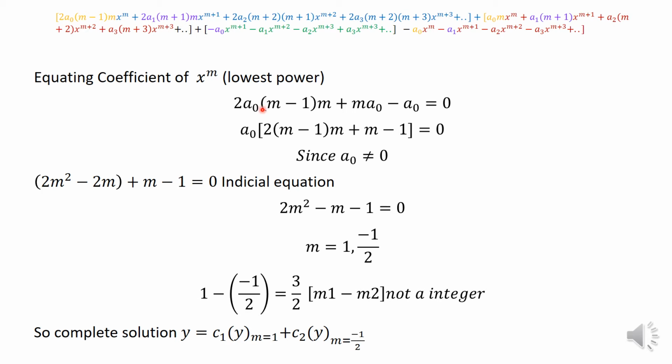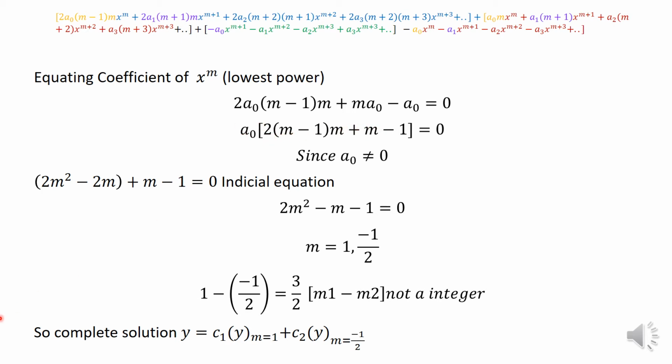Right, same thing we are writing here. So this same I have written here, right. You can see this 2a naught m minus 1, as such, plus a naught m minus a naught. So same is we are writing now, because a naught cannot be 0. The solution of the differential equation has a naught term, so a naught cannot be 0.